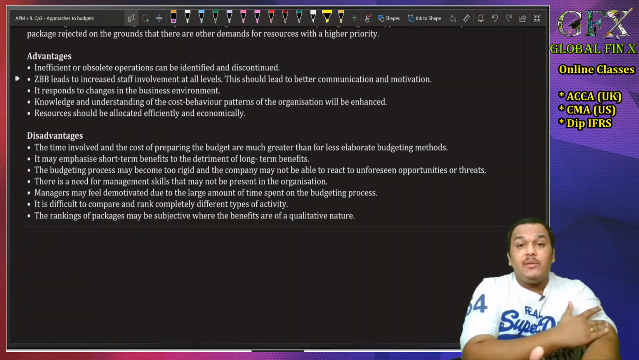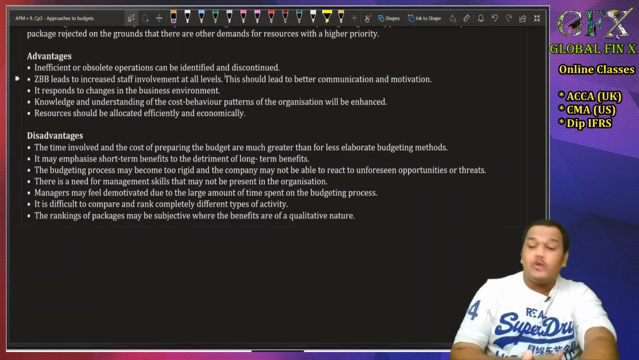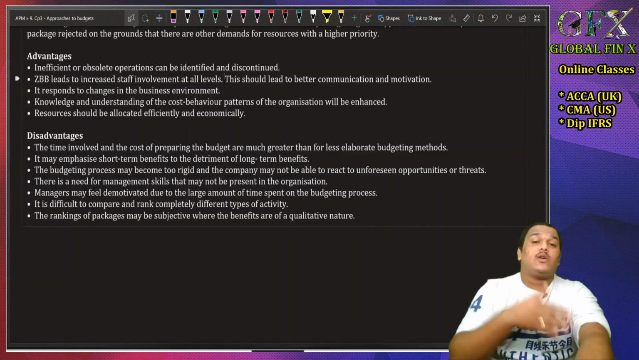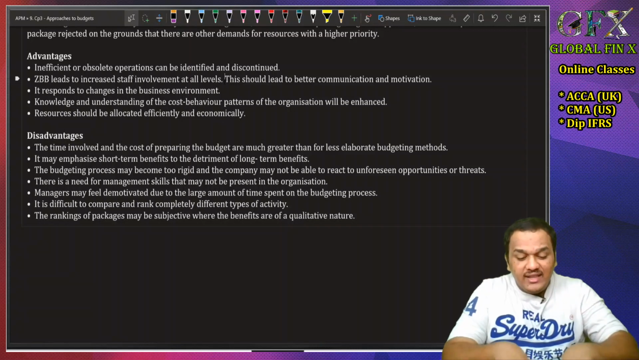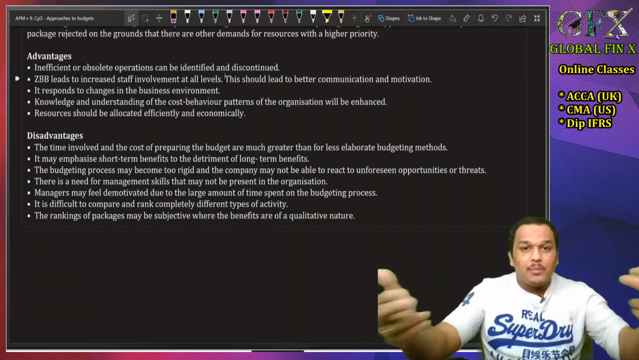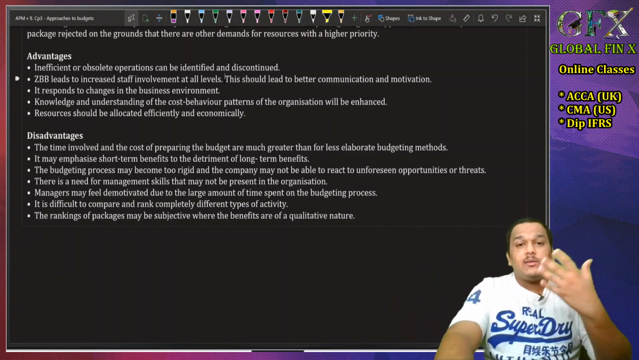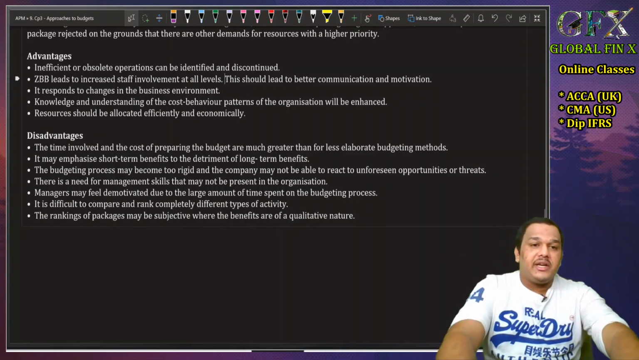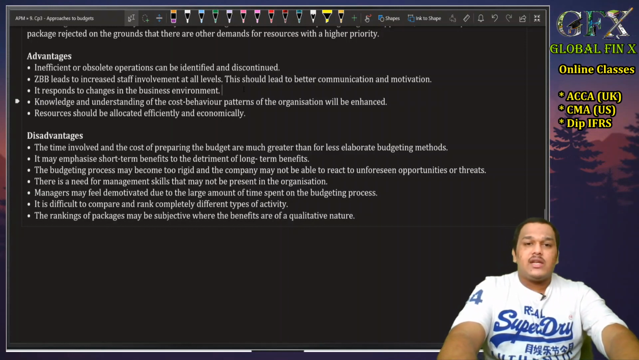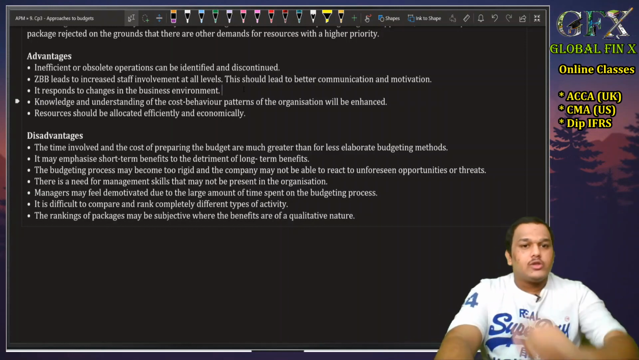Next, zero-based budgeting leads to increased staff involvement at all levels, because every time you need to know how many units can be produced, what the requirements are, what resources are required, or what cost is incurred. So every time you need to gather the information, you call the people from those respective departments and talk to them. Their involvement will increase and more communication and motivation will be created. It responds to the changes in the business environment. Any change in the environment, your budget also changes.